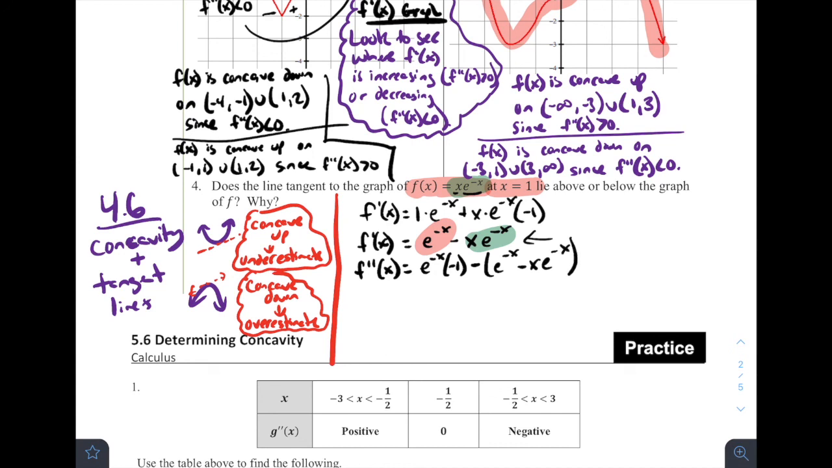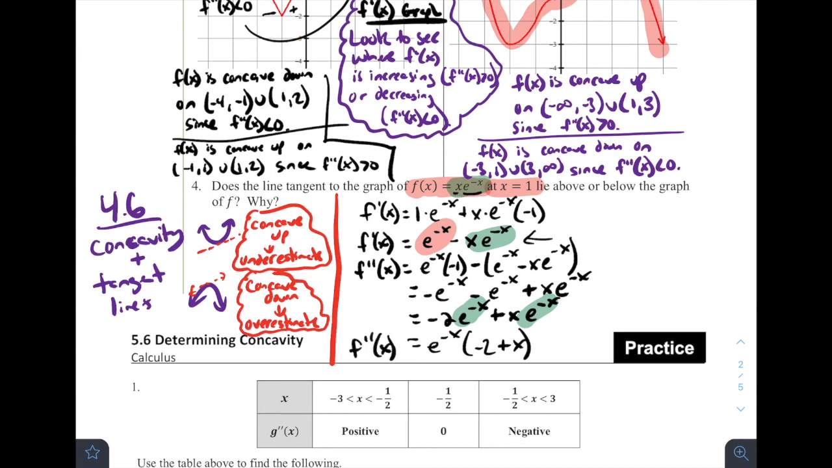Okay, let's try to simplify here a little bit. This looks like negative e to the negative x minus another e to the negative x. What I'm doing here is distributing the negative sign to each term on the inside, so then we've got a plus x e to the negative x. So what do we have together? A negative 2 e to the negative x plus x e to the negative x. Both of these have e to the negative x, so I'm going to factor that out in front. So e to the negative x times negative 2 plus x would be that second derivative.